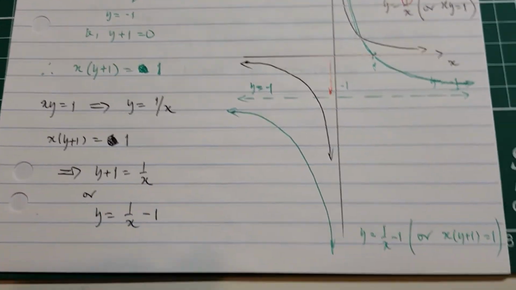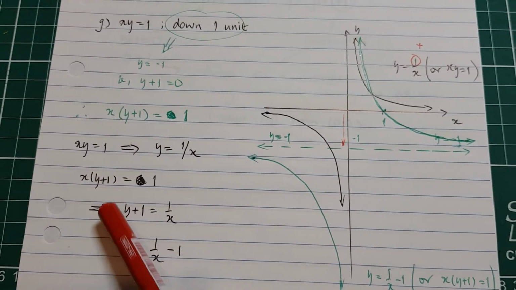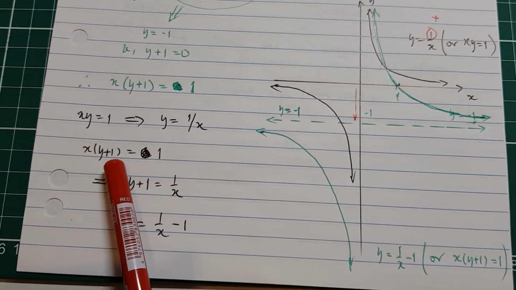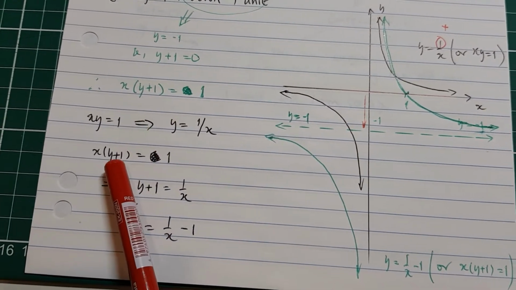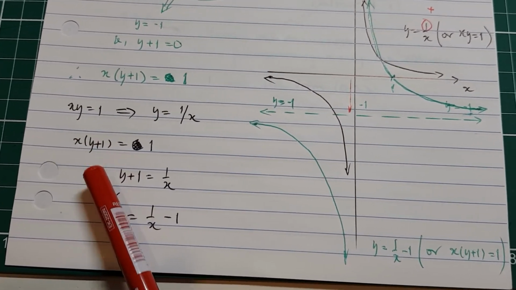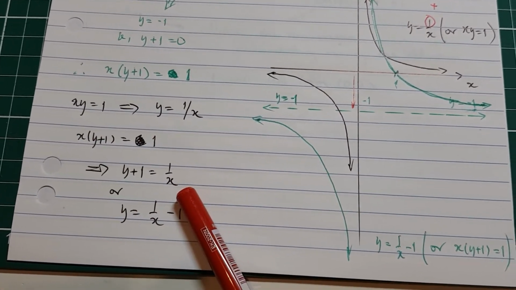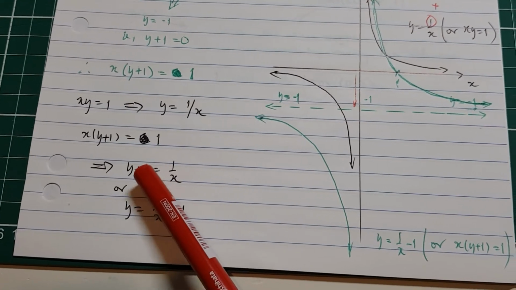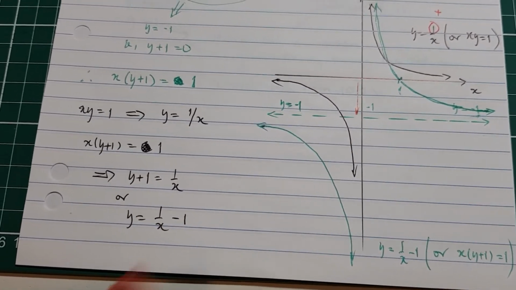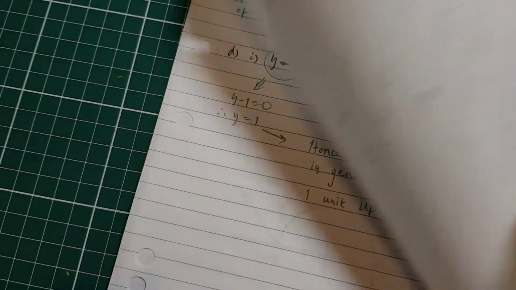Now, if you're interested in the algebra side of it, to make y the subject, that's the new equation, remember. First of all, make y plus 1 the subject. Then divide everything by x, then you get this. And finally, move the plus 1 over to the other side, then you get that. All right, so that's the first question.